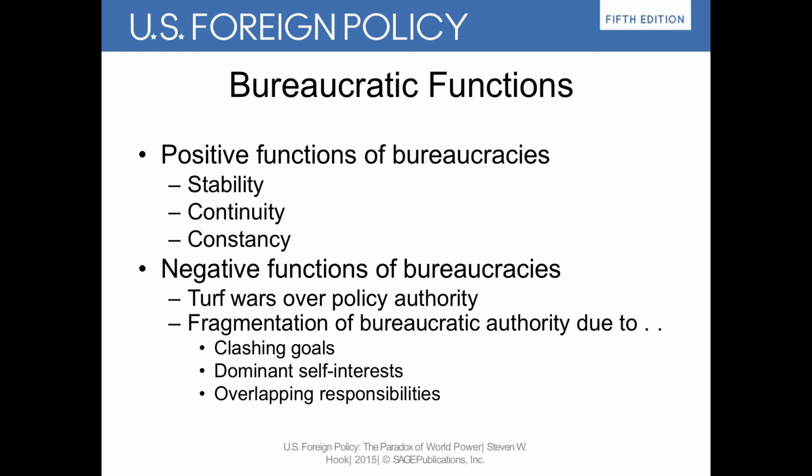The negative functions include turf wars over who has authority. This is particularly the case with foreign policy, and then you could include other policies or other issue areas such as immigration and the environment in here as well. Second, fragmentation of bureaucratic authority due to clashing goals. Maybe one agency wants to take certain action in regards to environmental protection, and another agency is not willing to support funding for that, for example. And that, of course, would involve Congress. So we're getting a little bit outside of the bureaucracy here.